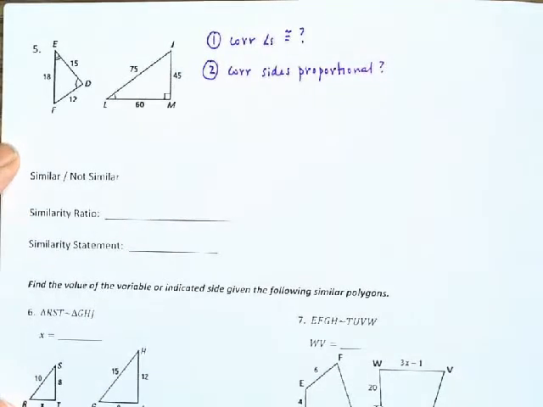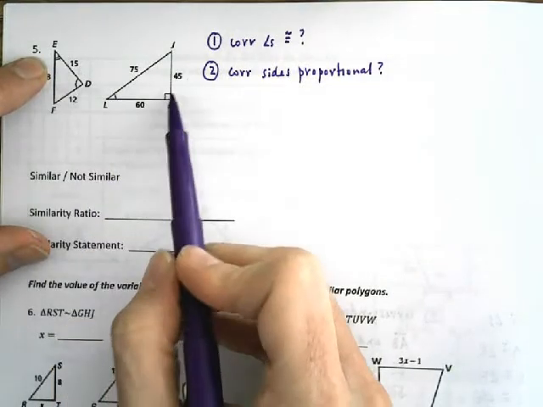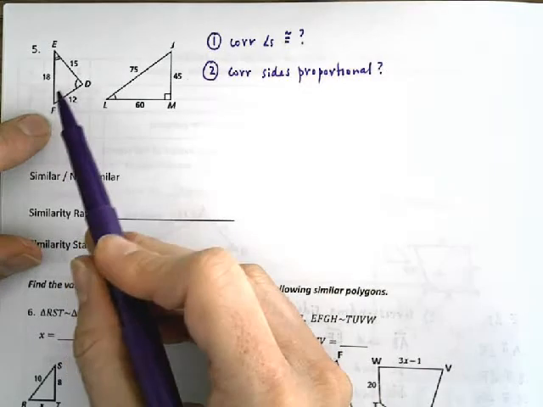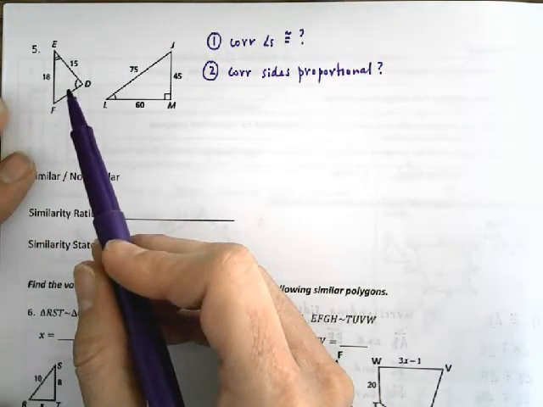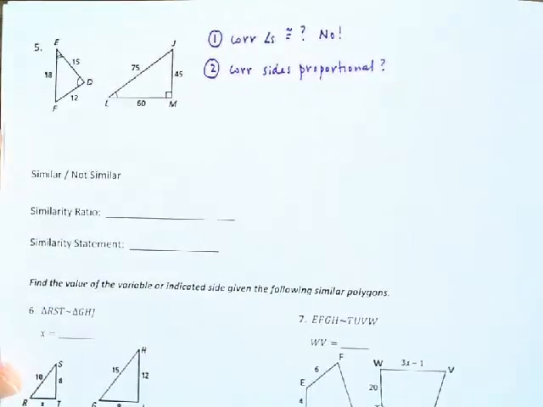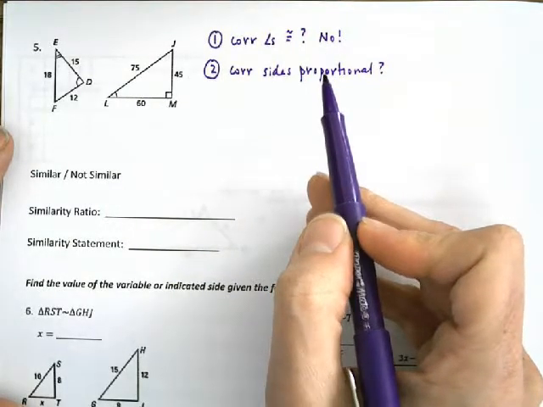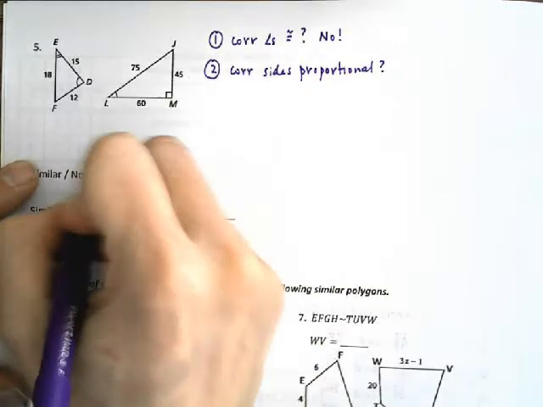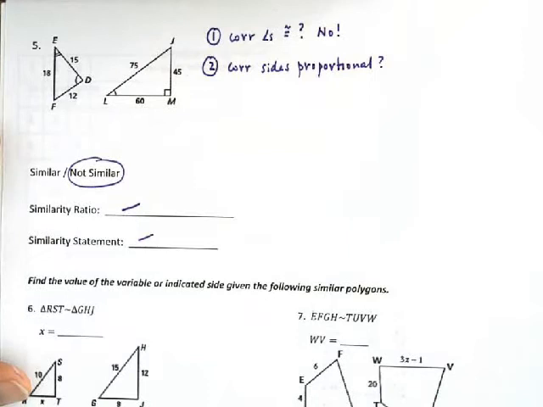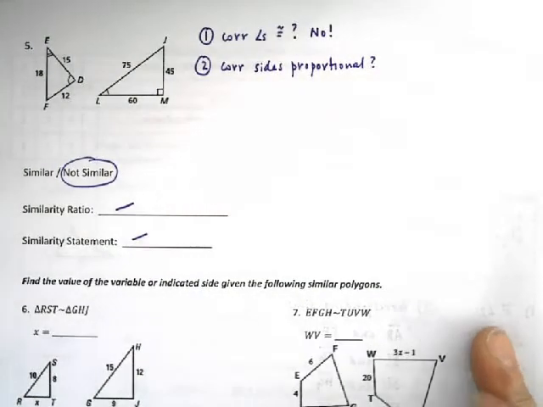All right, so I'm going to check my angles. So I notice here, well, the first thing I noticed is I have a right angle here, and I have no right angle. There's no way this is going to be a right angle here. So right away, my corresponding angles are not congruent. As soon as I say no to one question, I don't even have to think about the sides because I need both to be true. So I can go ahead and say those are not similar, and again, that means no similarity ratio and no similarity statement.